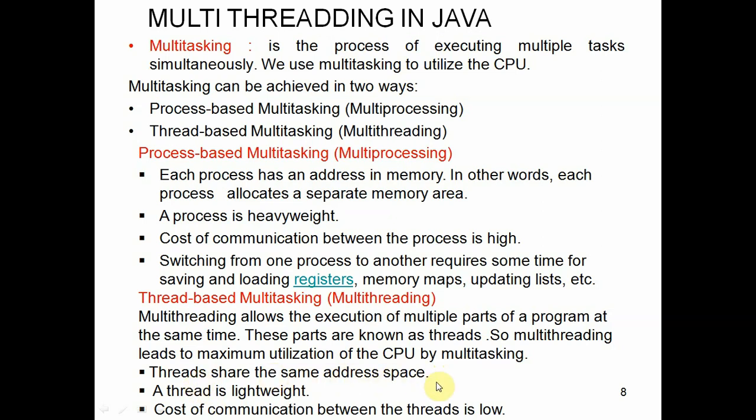threads share the same address space. That means the same resource is used by multiple threads. A thread is also called a lightweight process because it is part of the program, so that's why it is referred to as lightweight. The cost of communication between the threads is low because all the threads of a particular program use the same address space, so communication among the threads takes less cost.